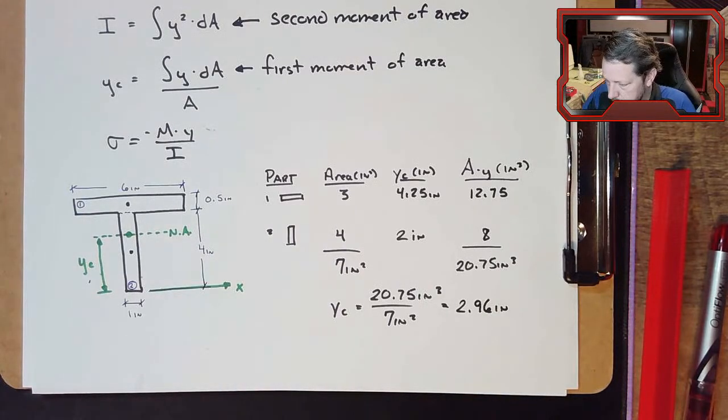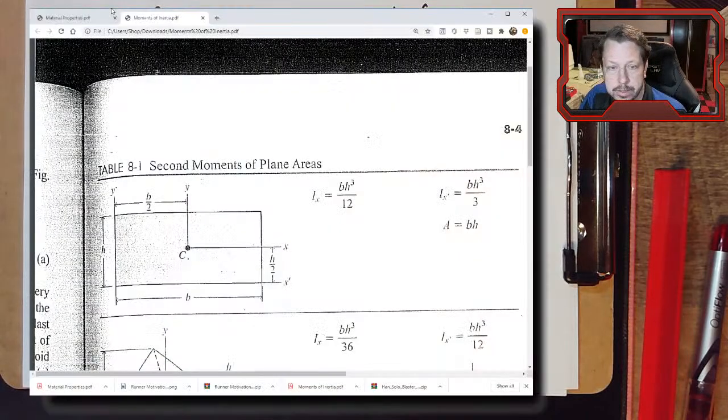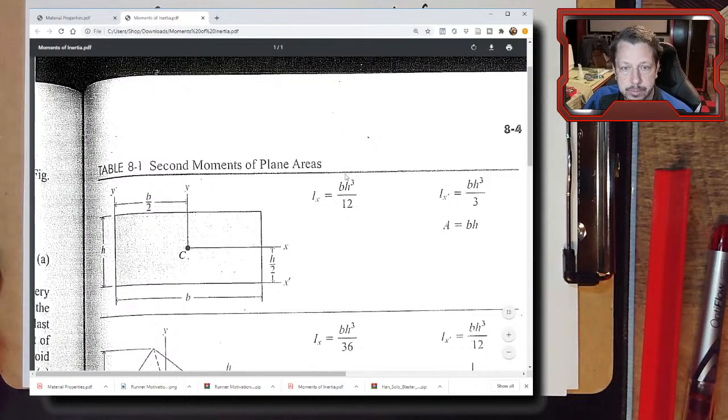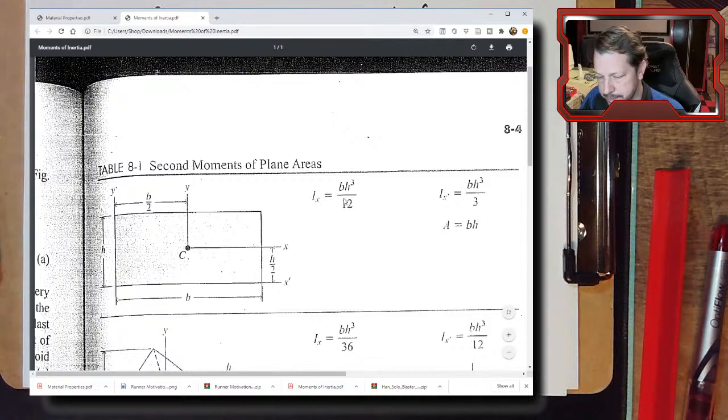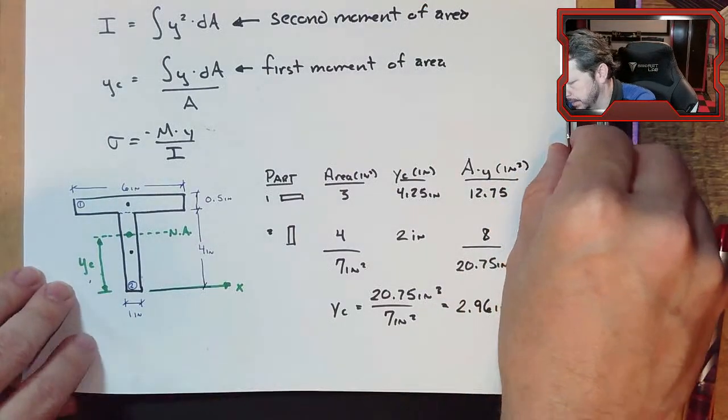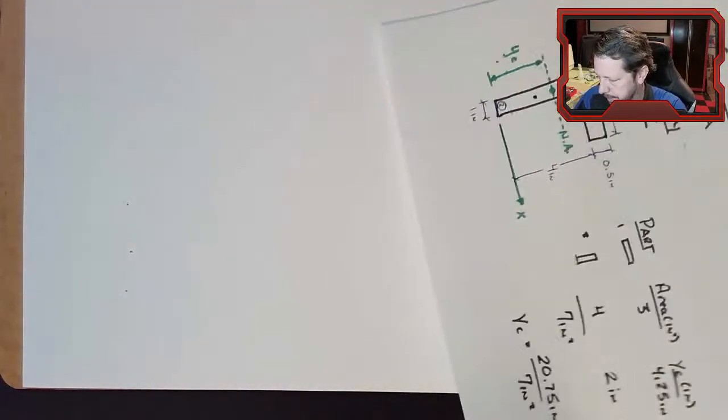Now we can look back at our chart for rectangles and get this equation, bh cubed over 12. Why don't I copy this down? So we've got b, the base, is the horizontal, the one parallel to the x-axis. H is the height, the one perpendicular to the x-axis. And then we're just going to do bh cubed over 12. So let's copy that down so we can begin to do moment of inertia. Keep this nearby because we'll need it.